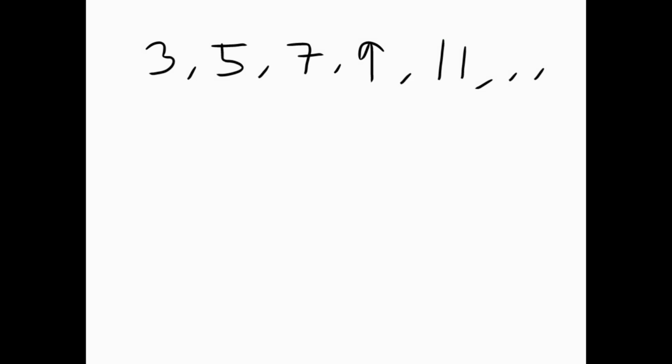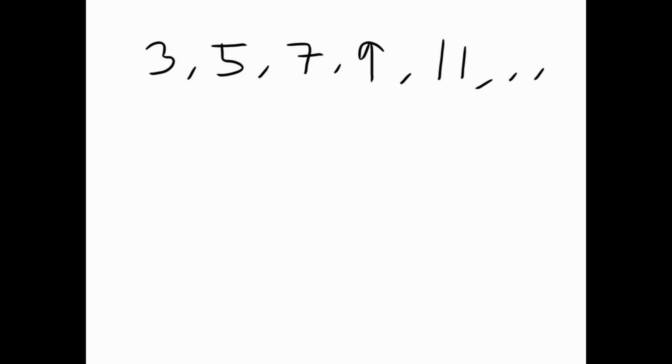Hello everyone. For this video, we're going to discuss how to solve the explicit formula of a sequence. For this example, we have 3, 5, 7, 9, 11, and so on and so forth. Now to begin, in order for us to find the general rule or the explicit formula of this sequence, first is we're going to identify what kind of sequence this is.